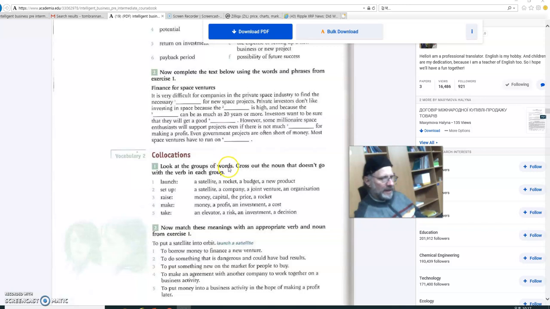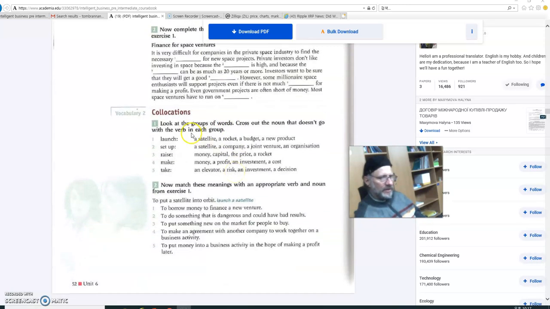Okay, here we have some collocations. Collocations are always good. Collocation is how 2 or 3 words come together to make a popular expression. For example, look at number 1. One of these phrases does not go together with launch. Let's have a look at just that one, just for fun. So, launch and then a satellite. Launch a satellite. Okay? A rocket. Launch a rocket. What about a budget? Do you launch a budget?